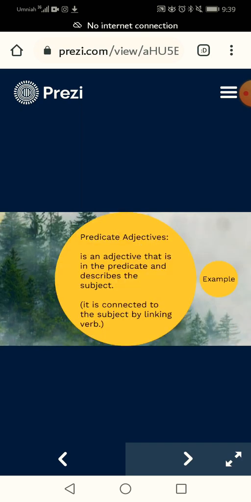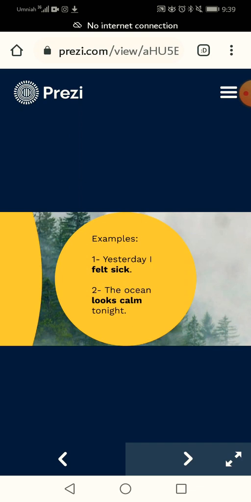Let's move to predicate adjectives. Now, a predicate adjective is an adjective that is in the predicate as well and describes the subject. It's connected to the subject by a linking verb as well. For example, yesterday I felt sick. Felt is a linking verb. After this linking verb, we have an adjective, which is sick. So sick here is a predicate adjective.